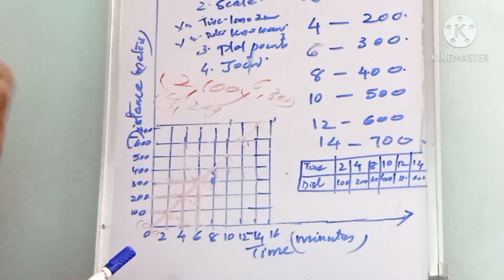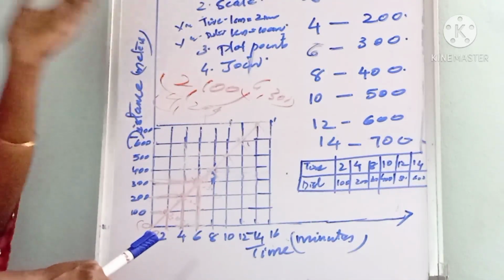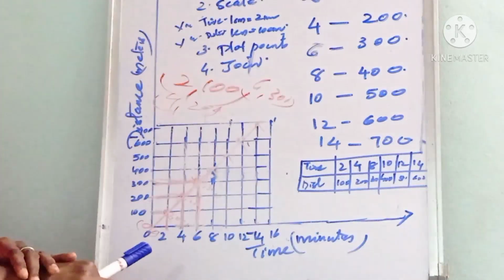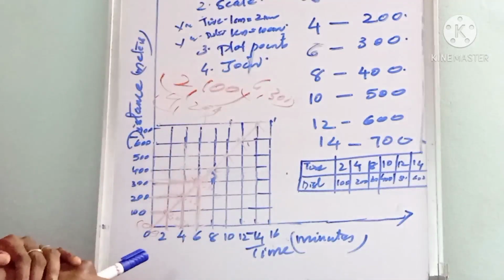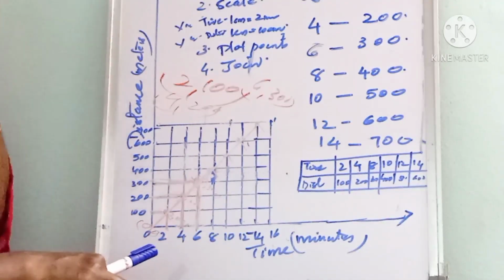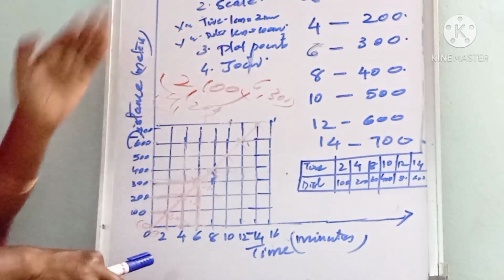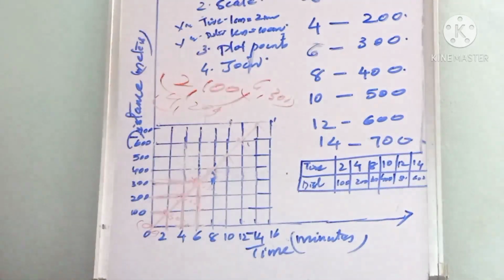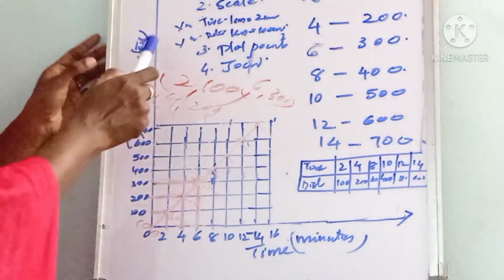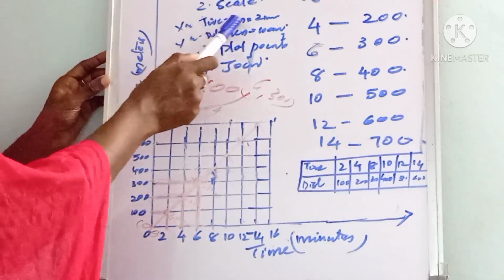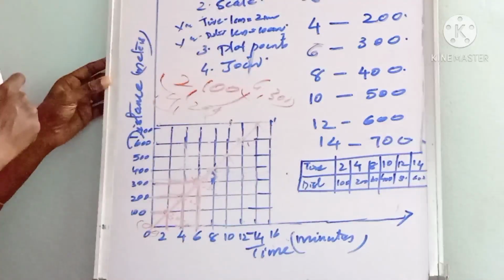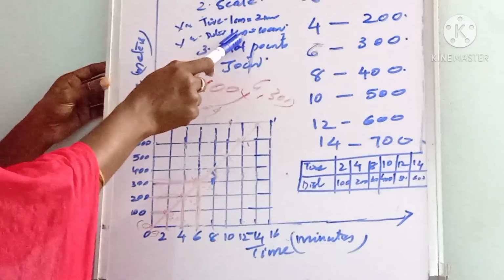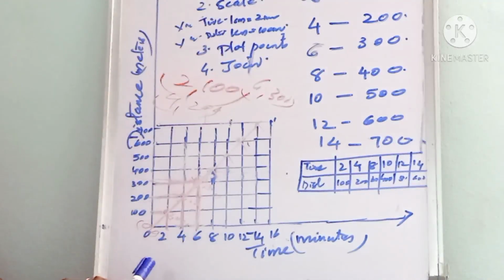Listen. The first step is to decide which variable we represent on which axis. Here the time is represented along the x-axis and the distance along the y-axis. Next we have to choose a scale. Here each square on the graph corresponds to 1 centimeter. So on the x-axis, time: 1 centimeter equals 2 minutes. On the y-axis, distance: 1 centimeter equals 100 meter.